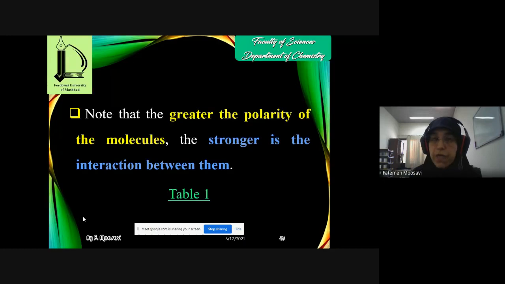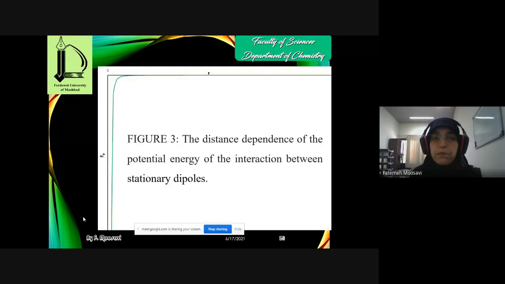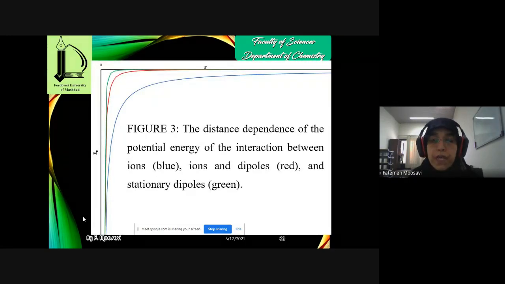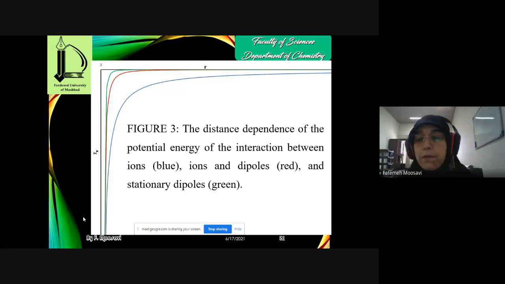I refer you to table number 1. We speak about it. To make it more clear, I show you the distance dependence of potential energy between stationary dipoles, I mean between two polar molecules. Comparing this interaction with the two other types of interaction we speak about shows that this type of interaction, shown in the green curve, falls off more quickly. I mean, if the distance between the particles increases, the energy falls more quickly to zero.